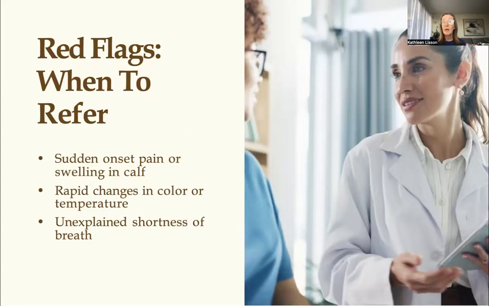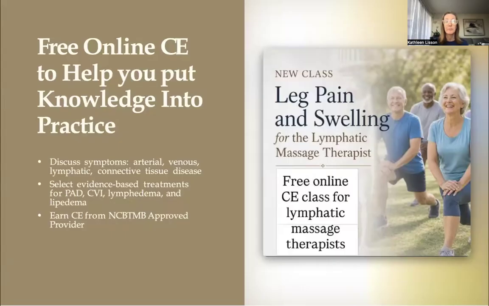So red flags, when are we referring out? If someone has sudden onset pain or swelling in their calf, if they have rapid changes in color or temperature in that calf, if they have unexplained shortness of breath, that's a direct appointment with the emergency room, and they need to understand how important those symptoms are and how quickly they need to act. They need to get medical help as fast as possible.